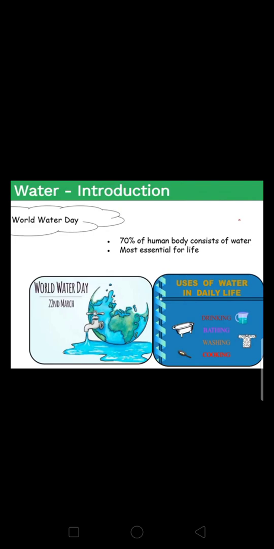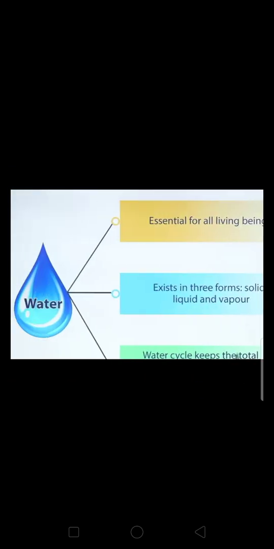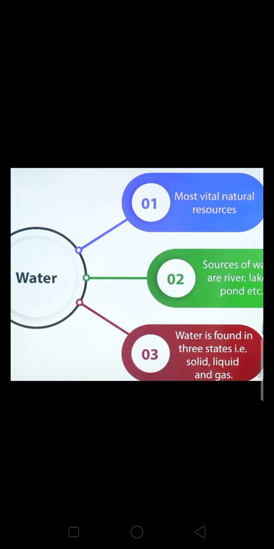Water is a precious resource that is available on the earth. It is because of water that life exists on earth. We do many of our essential work with water. So water is essential for all living organisms. And it is available in all three forms, that is solid, liquid and vapor. Water is the most vital natural resource. The sources of water that are available on the earth are rivers, lakes, ponds, oceans, etc.